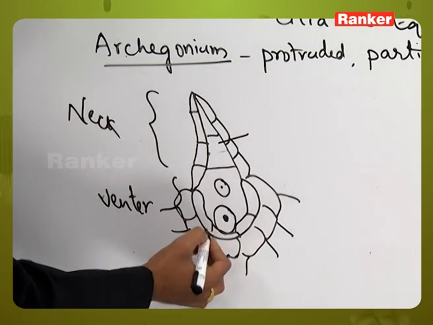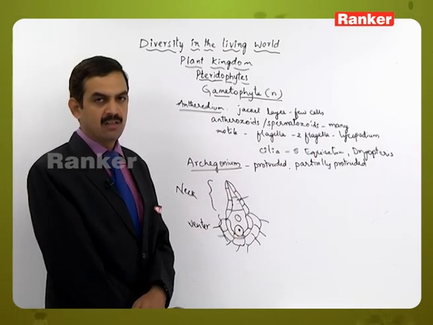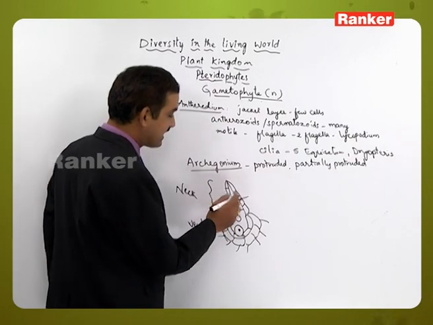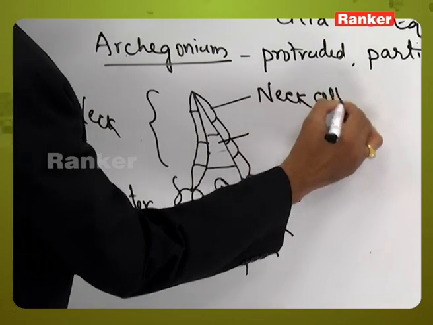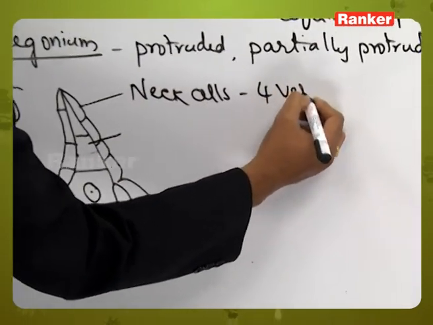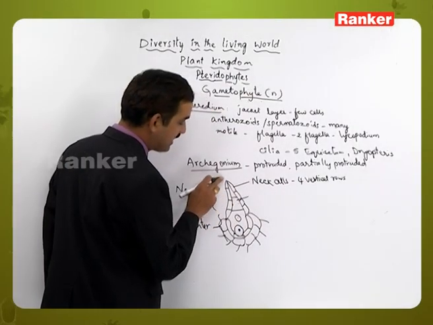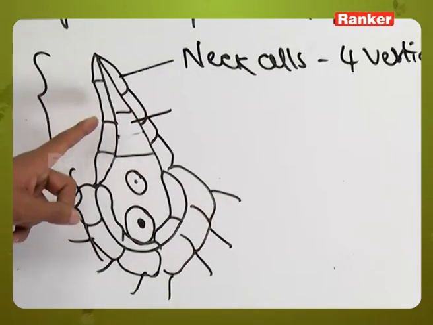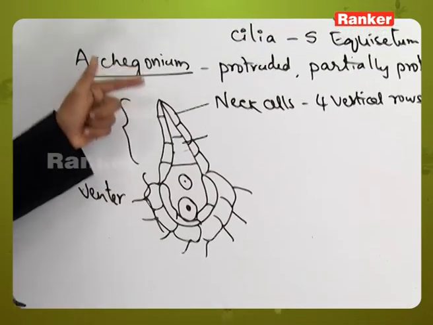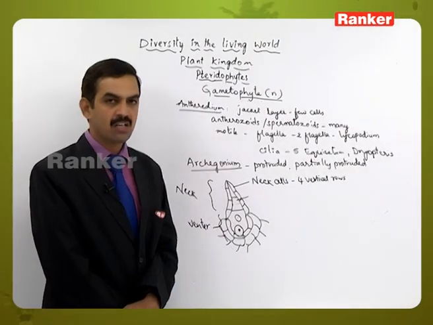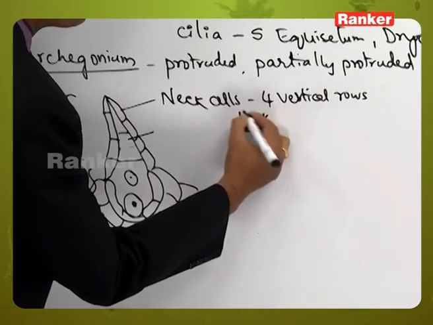And here the venter does not have a jacket layer. Why? Because it is embedded inside the prothallus tissue, whereas the neck has the jacket layer. This jacket layer is made up of neck cells. Generally 4 vertical rows of neck cells are present. In this section of the archegonium we can see one row and a second row. Likewise 2 more rows are present, one on the back side and one on the front side. So a total of 4 vertical rows of neck cells are present, in the form of a jacket of the neck.